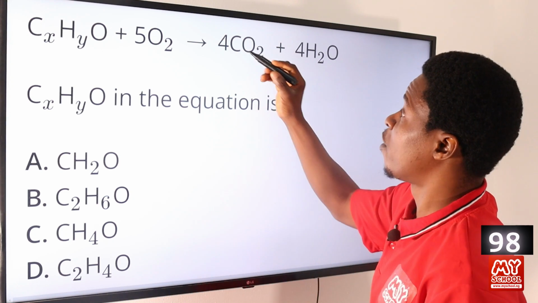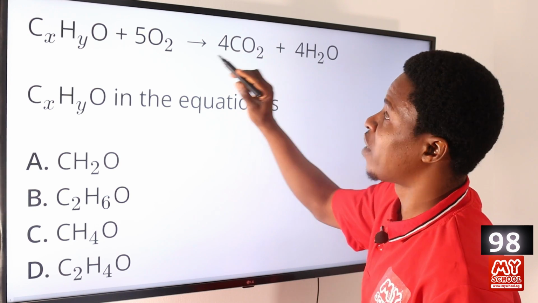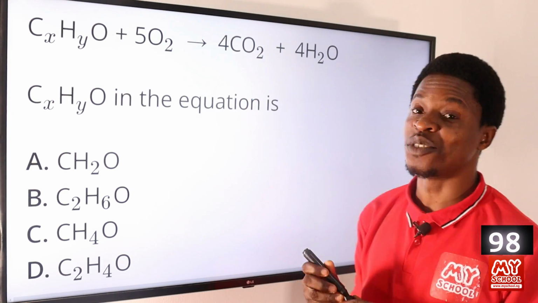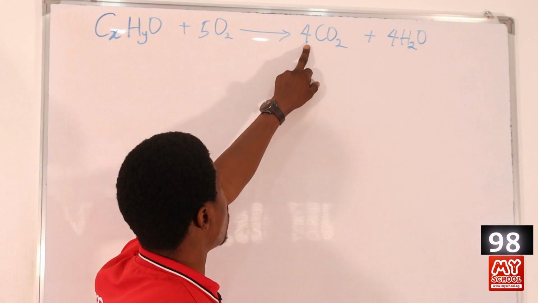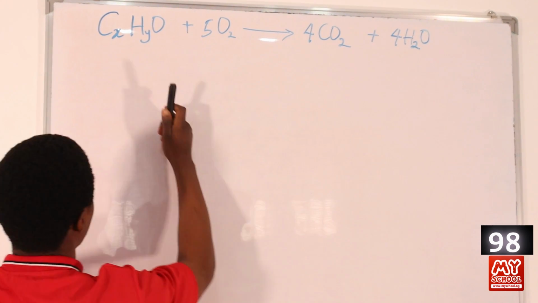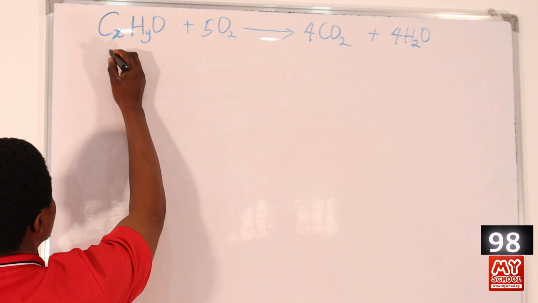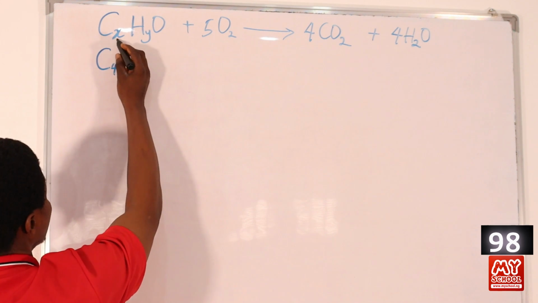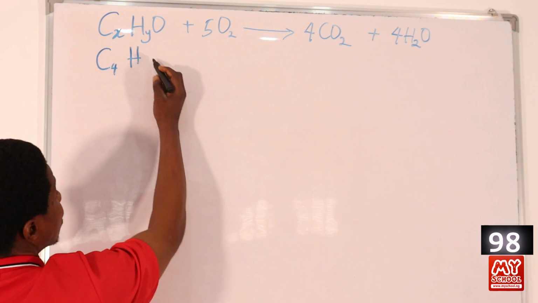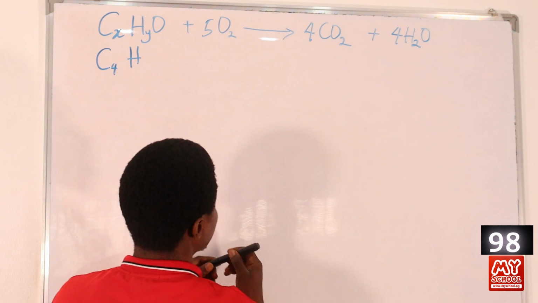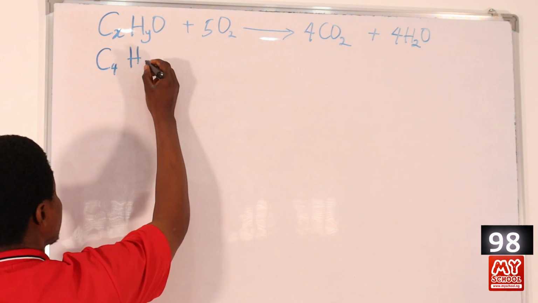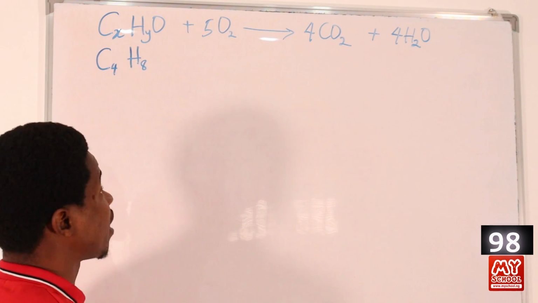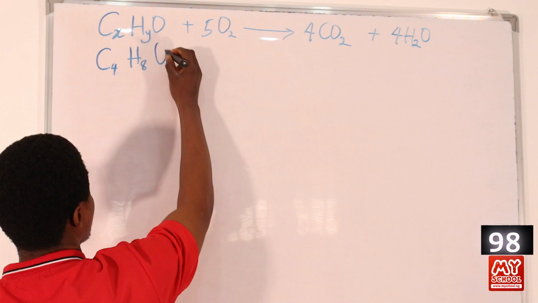So let's have carbon. We have 4 carbon atoms at this point. Let's move on to the board so that we can see what we have here. We have 4 moles of carbon here, so that means 4 must be here too. We must have C4 here. Then hydrogen on the right hand side: 4 times 2, that is 8. So we have 8 moles here. Let all the 8 also be here. It must reflect there. Then oxygen is the last one that we have here.